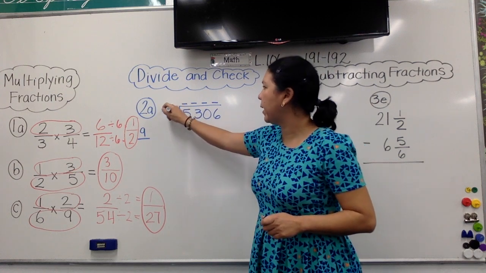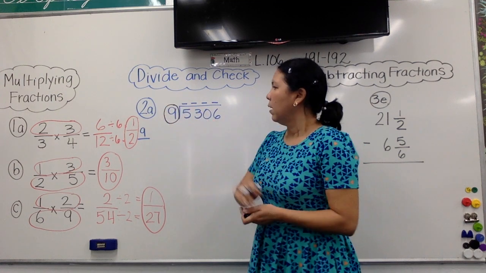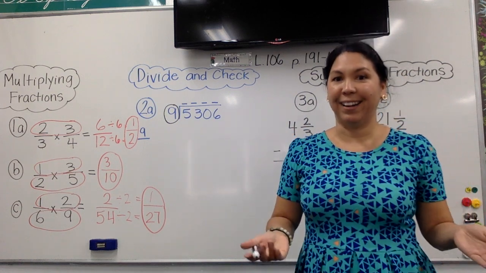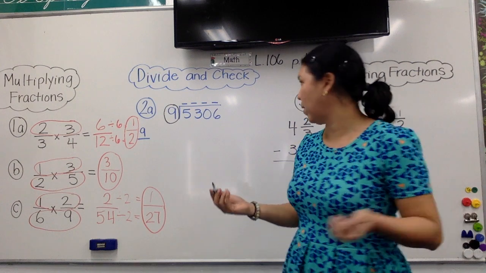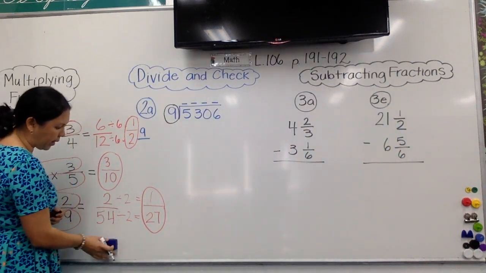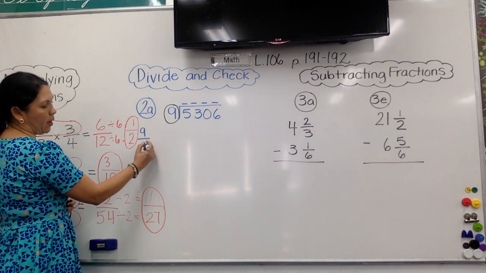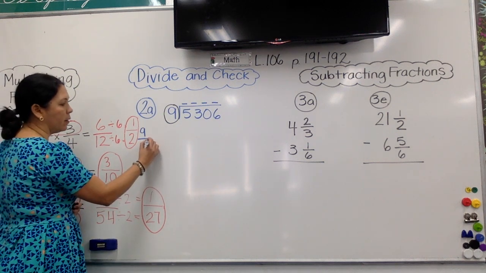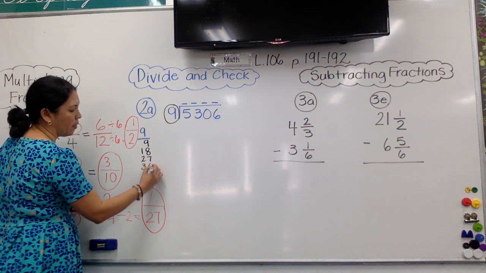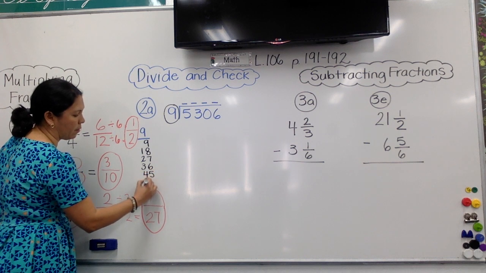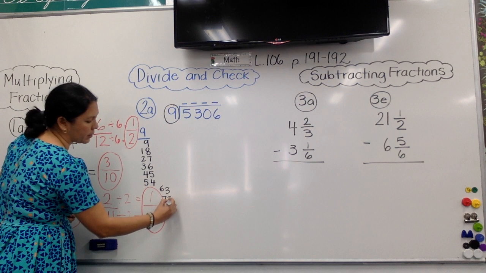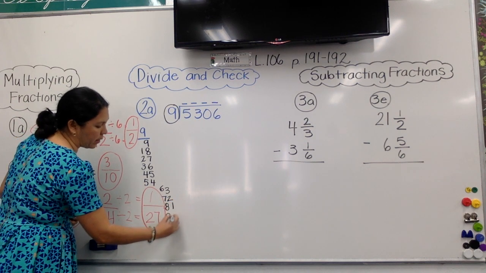Now, if I'm dividing by 9, who can remember what I'm going to need to know if I'm dividing by 9? I got to know my 9s, right? My multiples of 9. So right over here, I'm going to write them. I might have to make this a little smaller too. Let's count by 9s. Here we go. 9, 18, 27, 36, 45, 54, I'm going to cut it on the side here, 63, 72, 81, and 90.